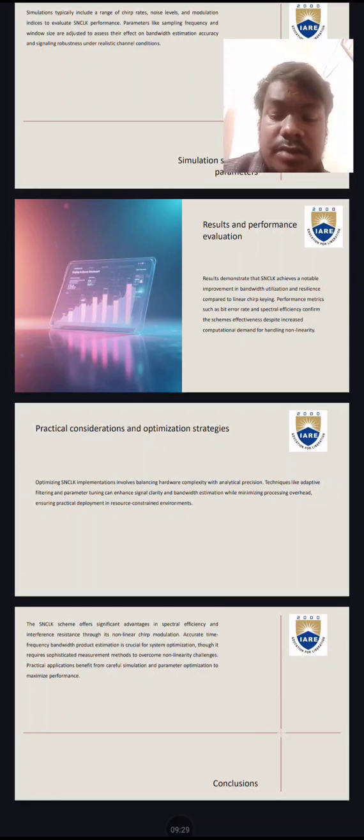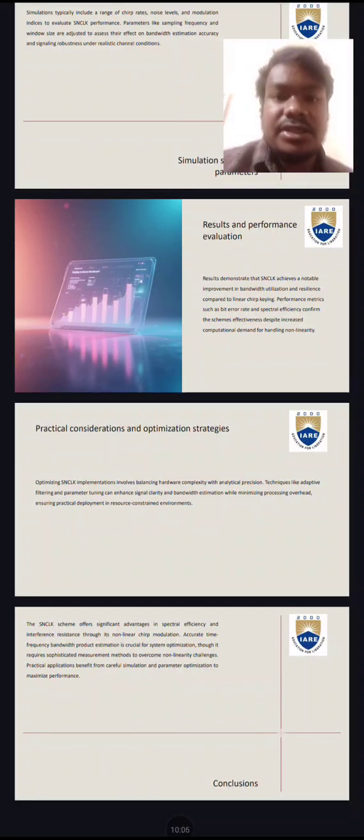Conclusion. The SNCLK scheme offers significant advantages in spectral efficiency and interference resistance through its non-linear chirp modulation. Accurate time frequency bandwidth product estimation is crucial for system optimization, requiring sophisticated measurement methods to overcome non-linearity challenges. Practical applications benefit from careful simulations and parameter optimization to maximize performance. Thank you.